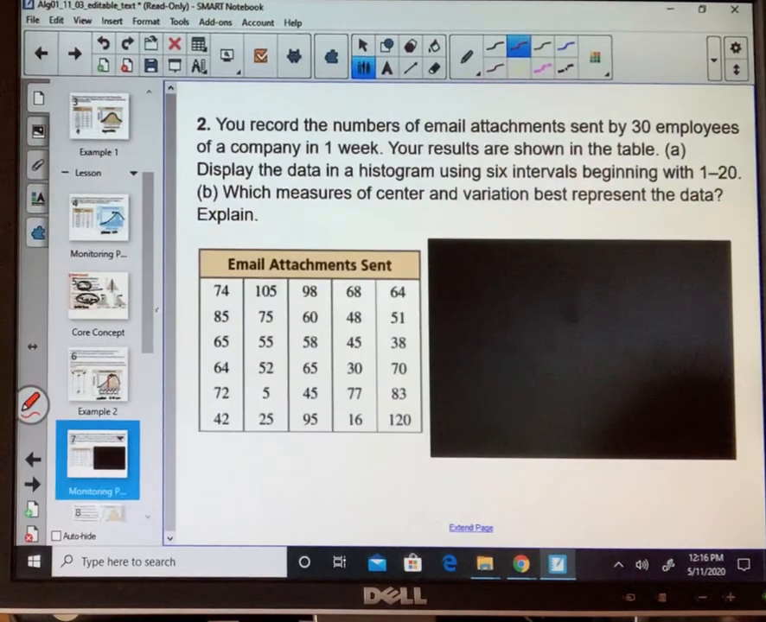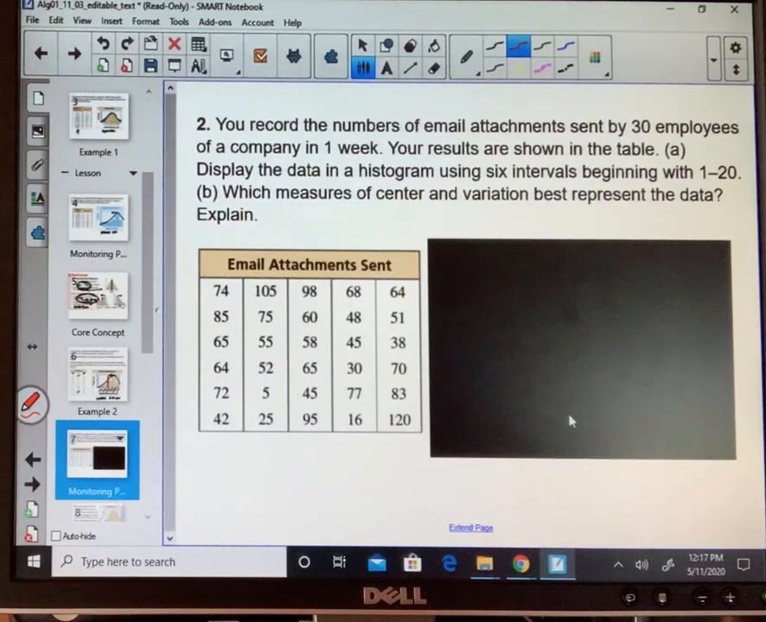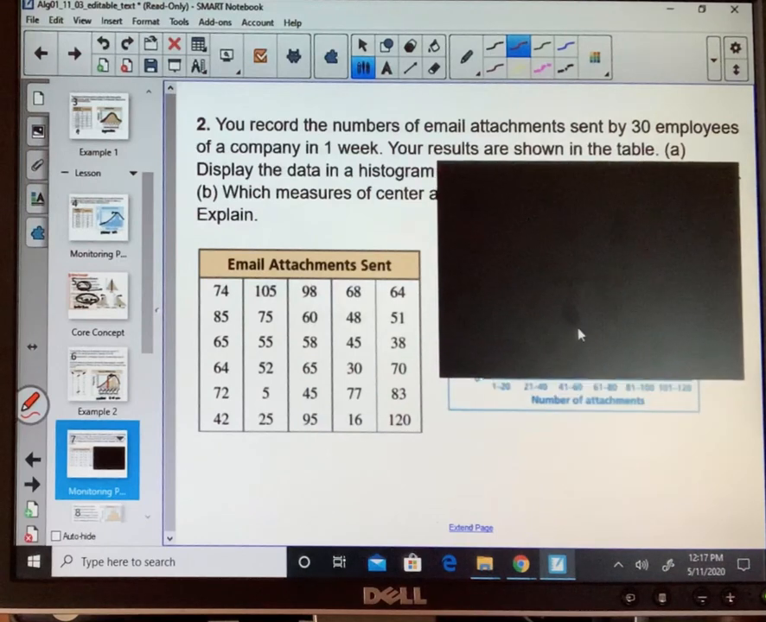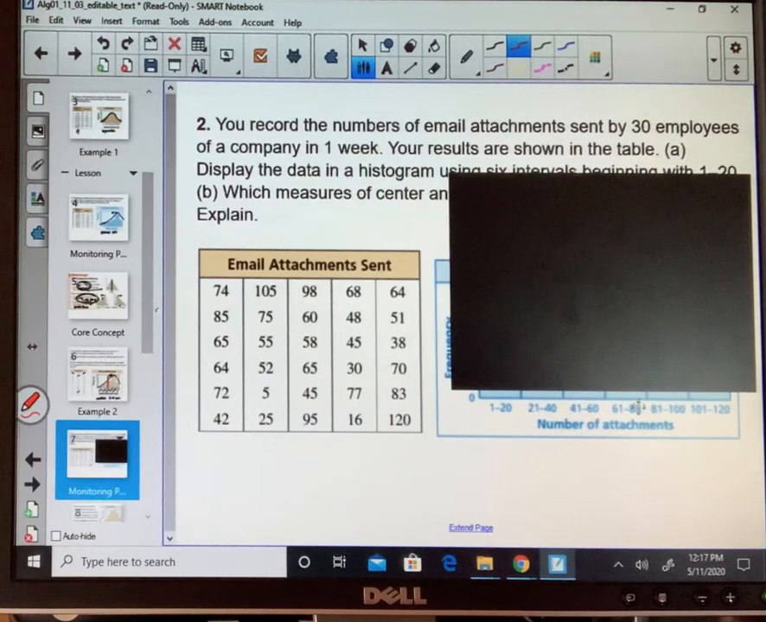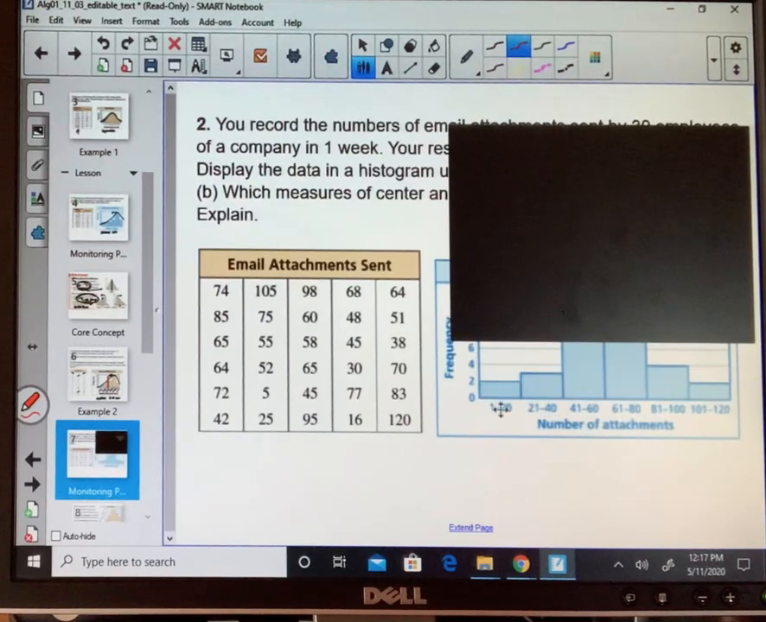So if I give this to you guys, record your number in an email sent by 30 employees. Start with 1 to 20 and do 6 intervals, okay? So what I would do is I'd pick my intervals. I'd say, okay, 1 to 20, 21 to 40, 41 to 60, and then I'd go like that, right? And I did the 6 intervals, and that's why there's 6 down here. 1, 2, 3, 4, 5, 6.